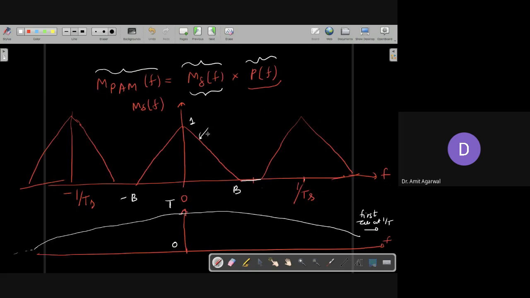First, this is your M(f), right? This is the shifted version of M delta f. So it will be multiplied only with the first lobe of your sinc function. Do you agree? And this condition will make sure that your M(f) will be multiplied with the first lobe only, because we want to plot it pictorially.